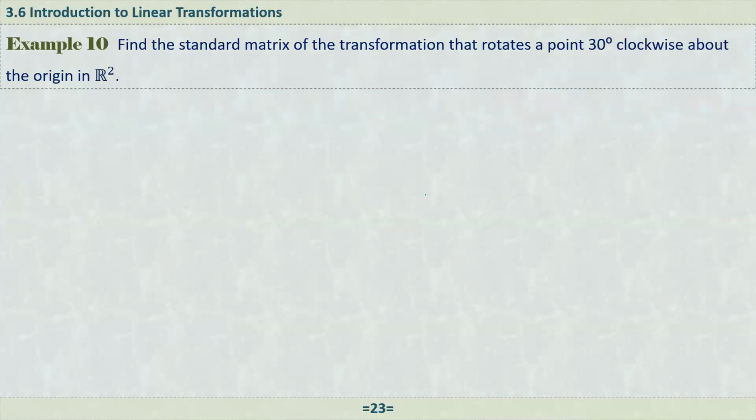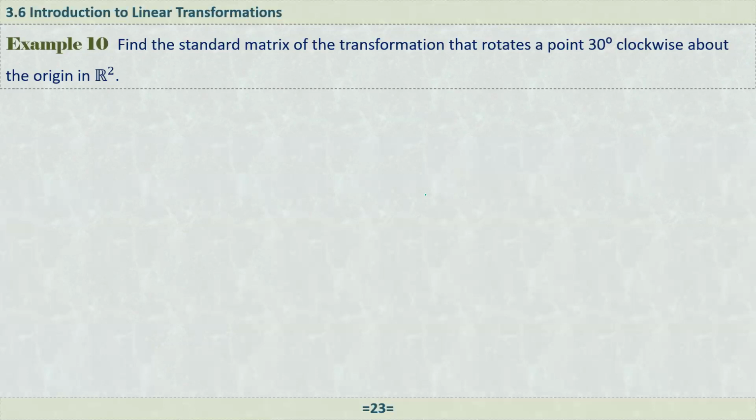In example 10, find the standard matrix of the transformation that rotates a point 30 degrees clockwise about the origin in R2. Standard matrix of the transformation that rotates a point 30 degrees clockwise about the origin. So now it is clockwise, right? Okay, in two different ways we can find this.